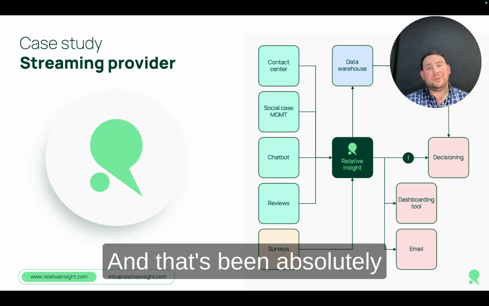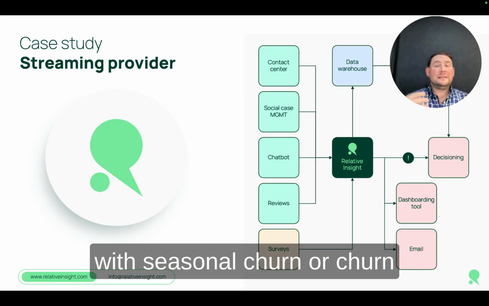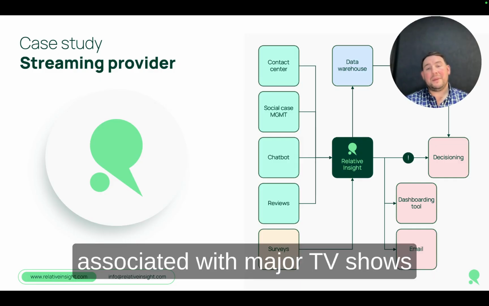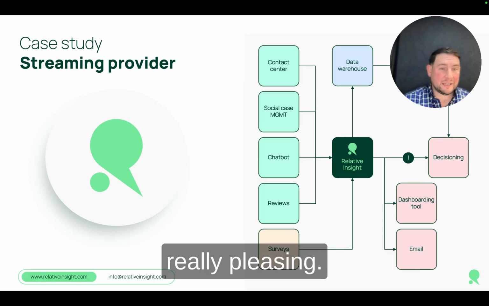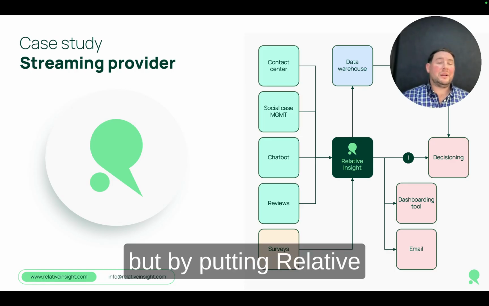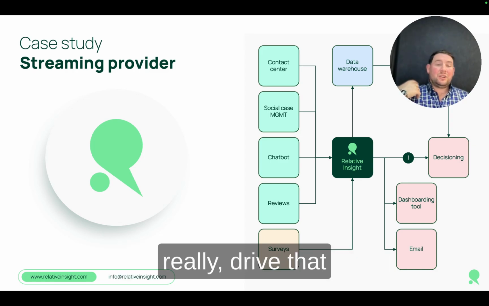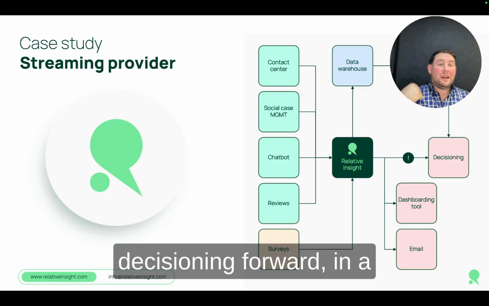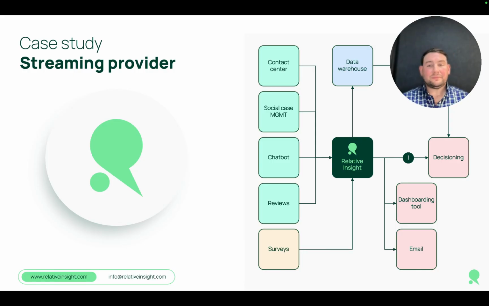And that's been absolutely crucial for this streaming provider that has suffered with seasonal churn or churn associated with major TV shows either beginning or ending. So it's been really, really pleasing. It's not to say that they didn't have all of the bones of this program in place, but by putting Relative Insight in as an analytical layer, we've been able to really drive that decisioning forward in a very, very short time. And it's been highly, highly efficient.